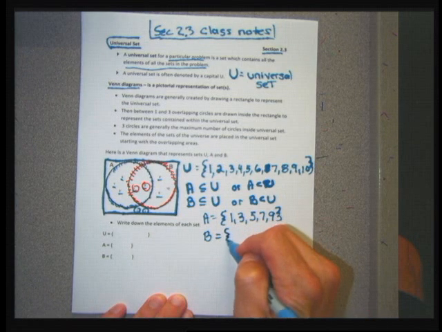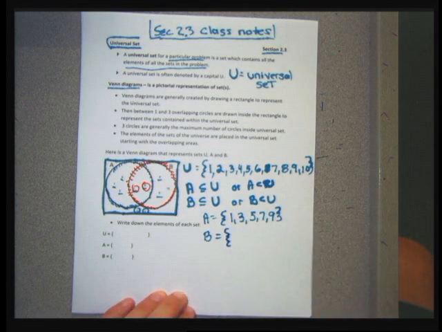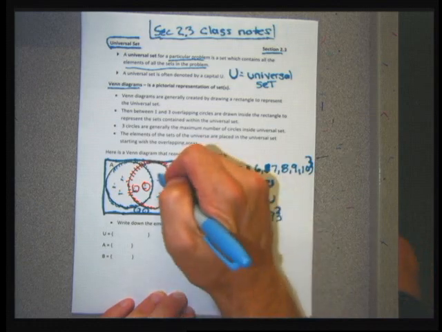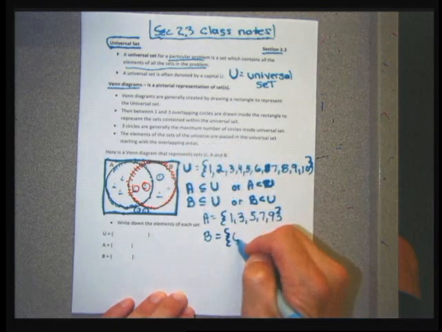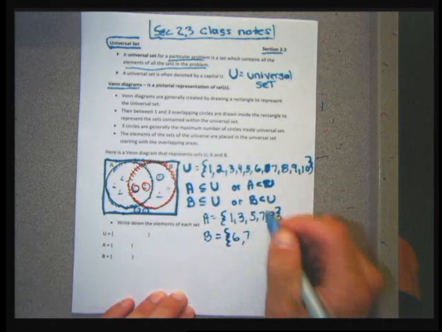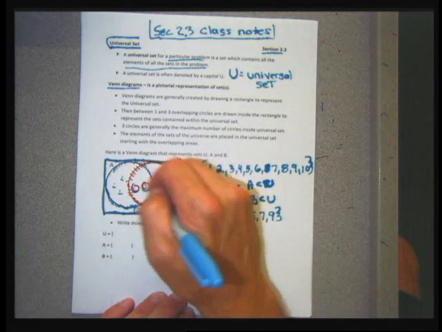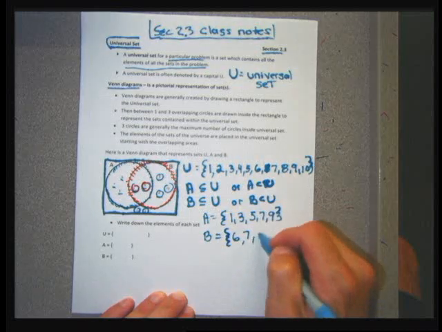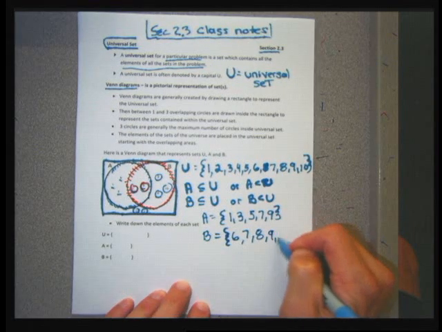If I wanted to list the elements of B in ascending order, 6 is the smallest number I see in B, so I'm going to write it first. 7 is the second smallest number I see in B, and then I see 8, 9, and 10. So the elements of B are 6, 7, 8, 9, and 10.